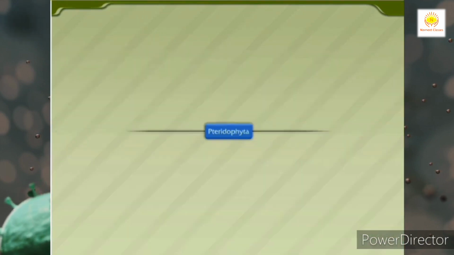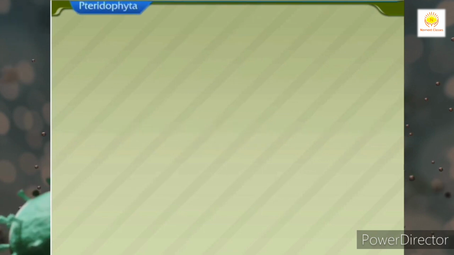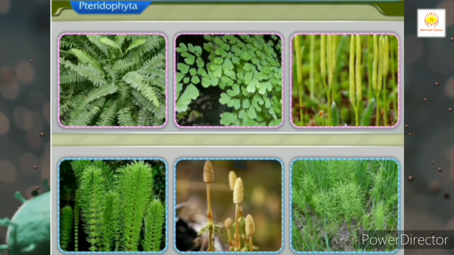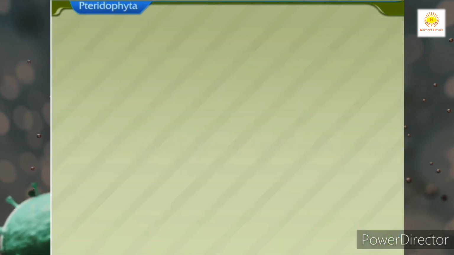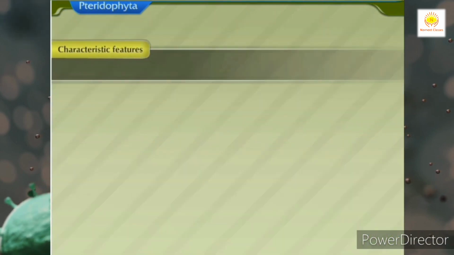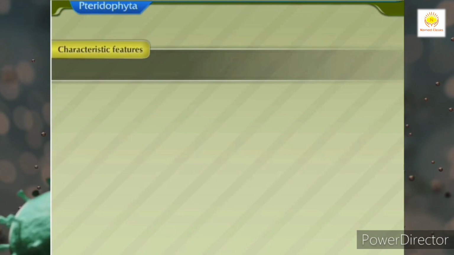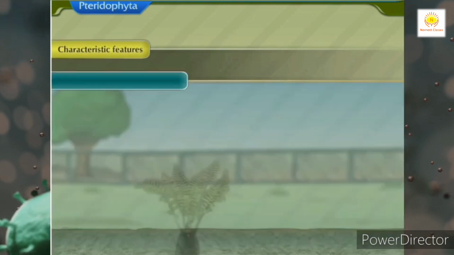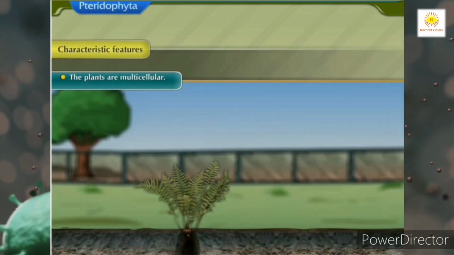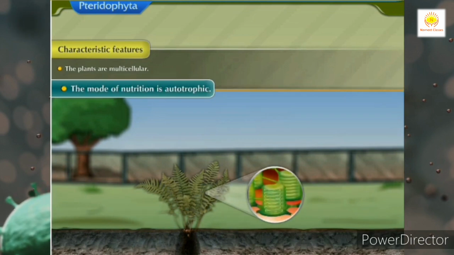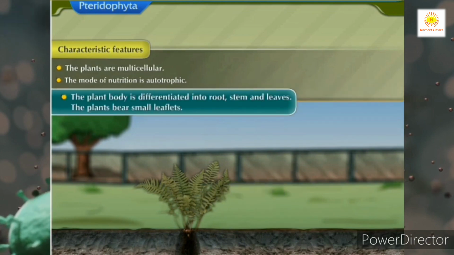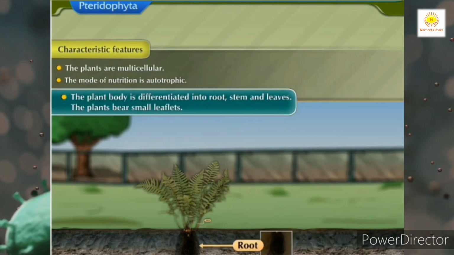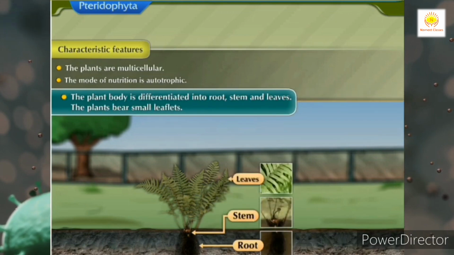Pteridophyta. Division Pteridophyta include ferns and horsetails. The characteristic features of division Pteridophyta. The plants are multicellular. The mode of nutrition is autotrophic. The plant body is differentiated into root, stem and leaves. The plants bear small leaflets.